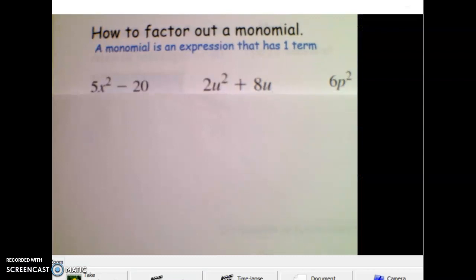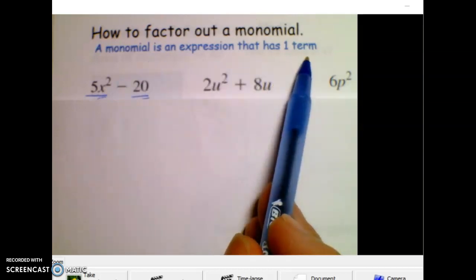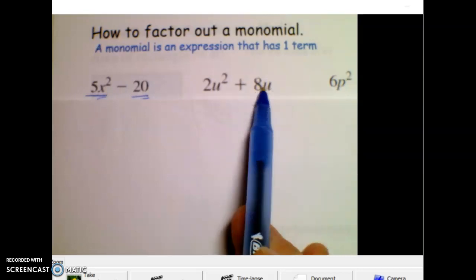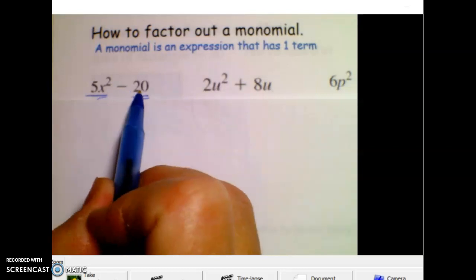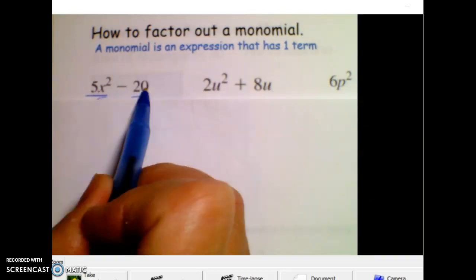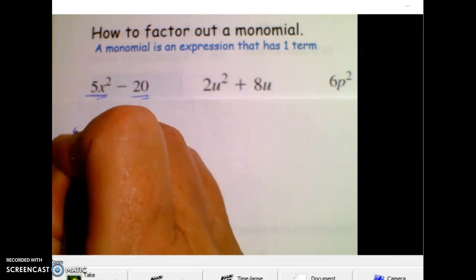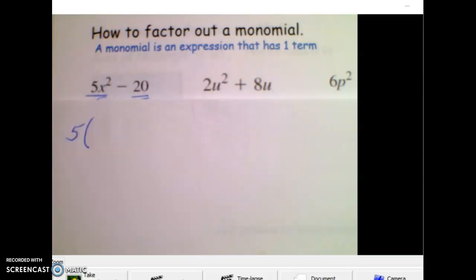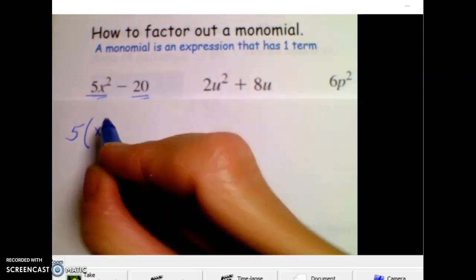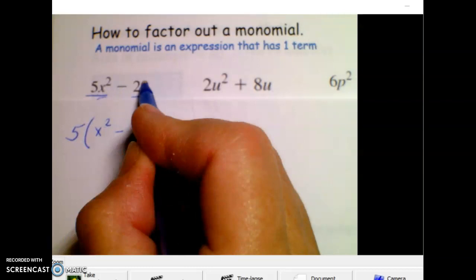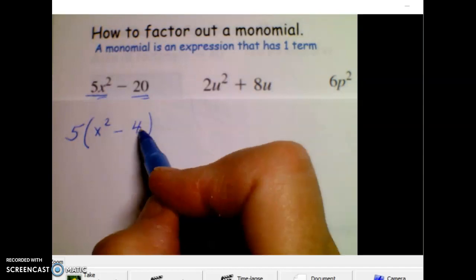With how to factor out a monomial. A monomial is an expression that has one term. So what we're looking to factor out of these is one term. So let's start with the first one. If I look at 5x squared and 20, what do they have in common? Well, they have a 5 that I can factor out of both of them. This one has an x, this one doesn't, so I can't factor out an x. I'm going to factor out the 5. I have x squared left because 5 times x squared equals 5x squared, minus 5 times what gives me 20? Well, 4.